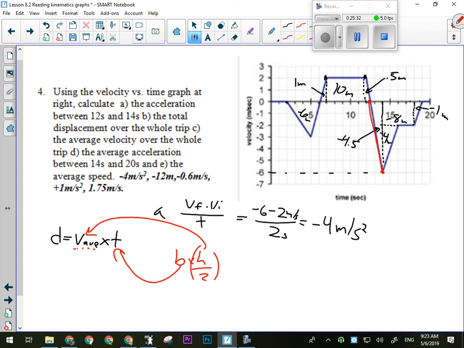Okay, C, average velocity over the whole trip. Well, I just calculated the most difficult part of that, which was the displacement. Remember, if I want to calculate average velocity, I need the total displacement divided by the total time, and the total displacement is negative 12 meters. The total time, 20 seconds. That's why we get negative 0.6 meters per second.